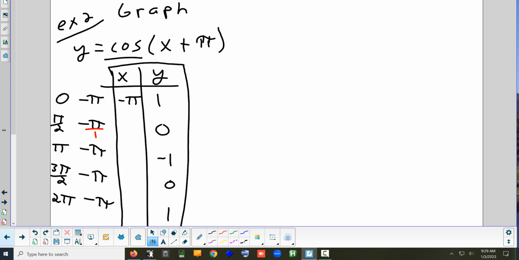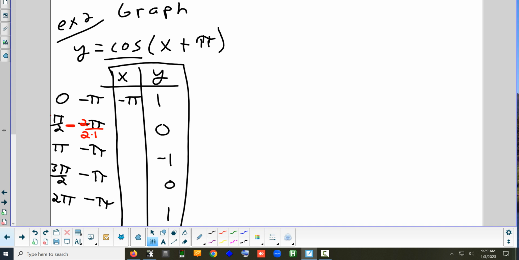2. So what would you multiply the top and the bottom by? 2. Let's fix that. So now I have 1 pi over 2 minus 2 pi over 2. How much is that?